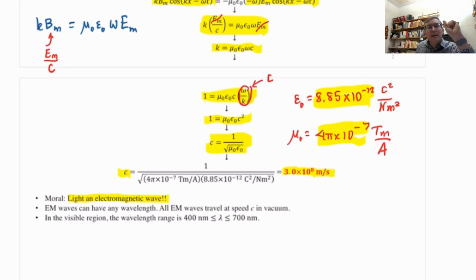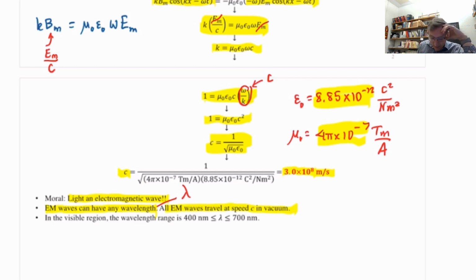A traveling electromagnetic wave. Furthermore, his calculations show that electromagnetic waves can have any wavelength whatsoever. That's the lambda, remember? Any wavelength whatsoever. And that all electromagnetic waves travel at speed c, this speed, in vacuum.